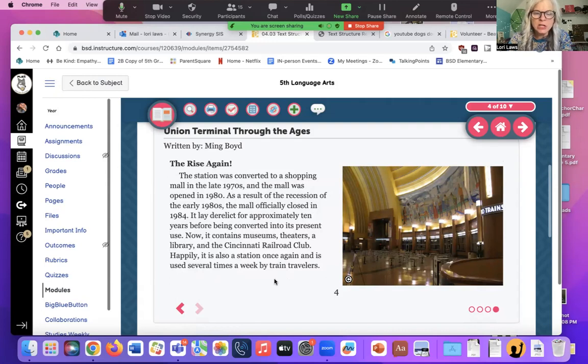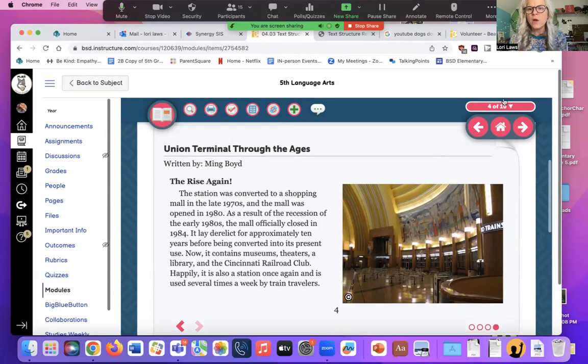As a result of the recession, where the economy or the way money is hard in the early 1980s, the mall officially closed in 1984. It lay derelict, or broken down, for approximately 10 years before being converted, or changed, into its present use. Now it contains museums, theaters, a library, and the Cincinnati Railroad Club. Happily, it is also a station once again and is used several times a week by train travelers.